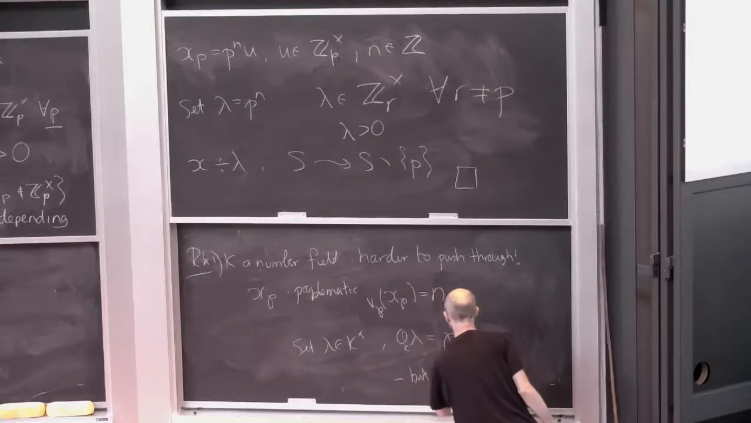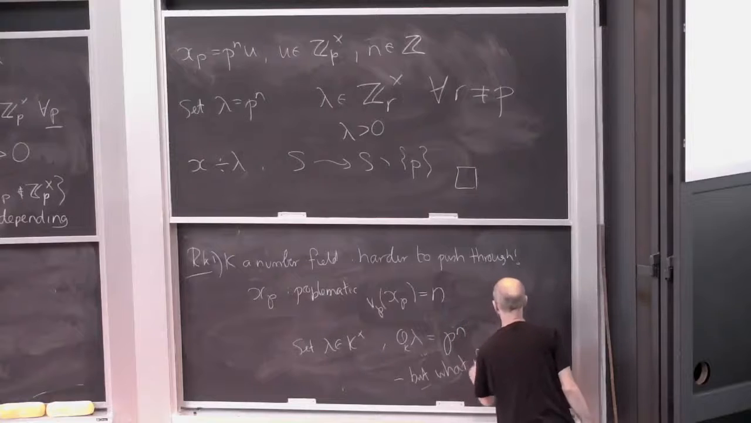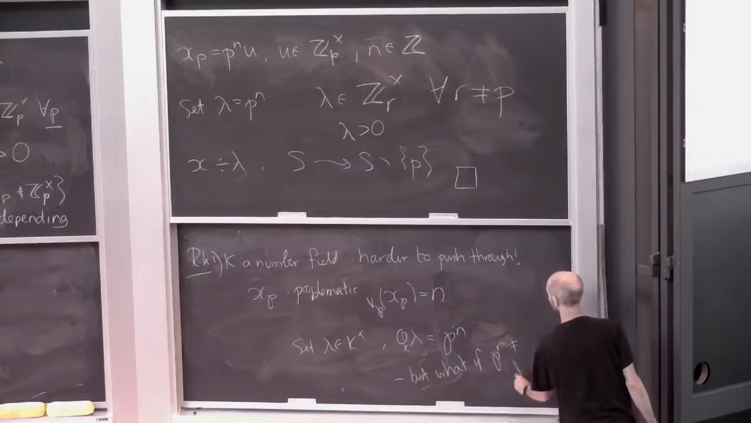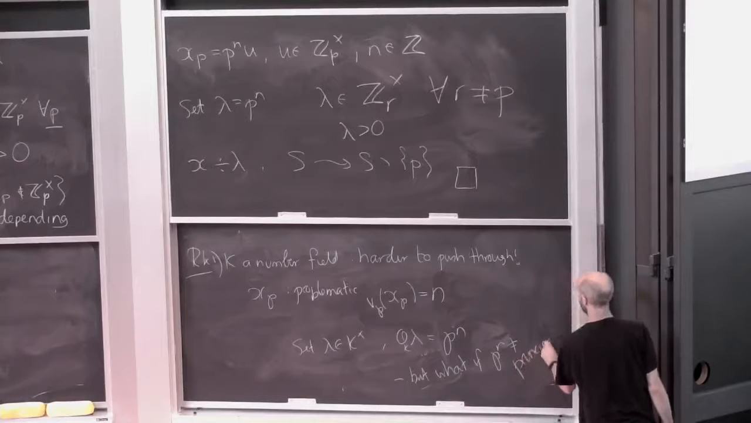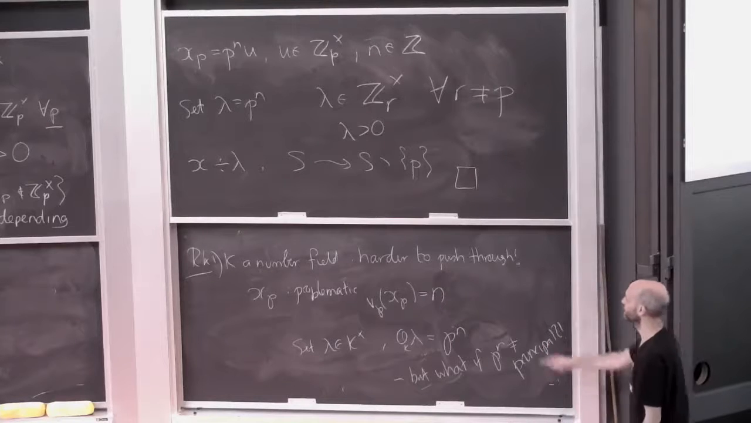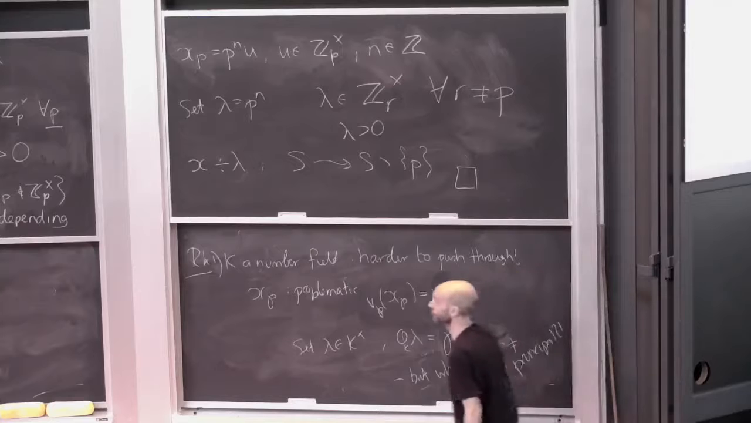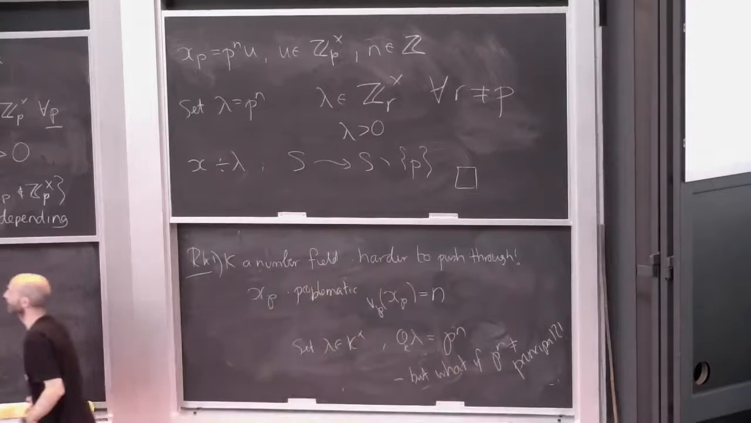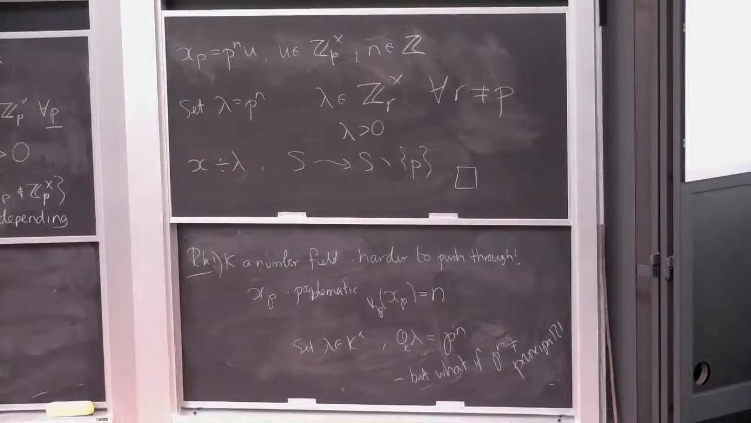What if P to the n is not principal? Ouch. If P to the n isn't principal, we can't do this. So the lemma's not true. I'll just leave that there, because this is what I'm leaving the statement of the lemma.